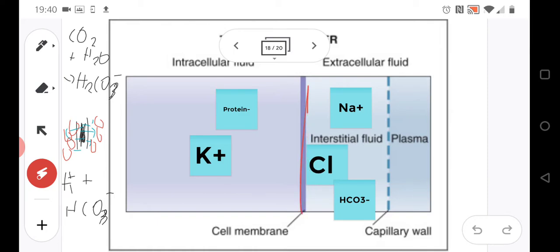So in the cells we have intracellular fluid. Outside of the cells we have the extracellular fluid. So inside the cell membrane, intracellular fluid; outside, the extracellular fluid. We can also divide it further. The extracellular fluid can be further divided into the interstitial fluid and plasma.